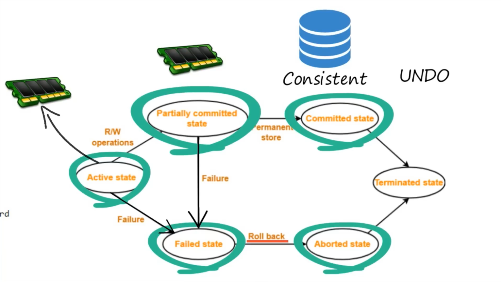The last state is known as the terminated state. Terminated state means after entering the committed state or the aborted state, the transaction finally enters the terminated state. If you see the diagram, this terminated state is achieved after either the committed state or the aborted state. Whatever the scenario, terminated state means the life cycle finally comes to an end. So the terminated state indicates the end of the transaction life cycle.